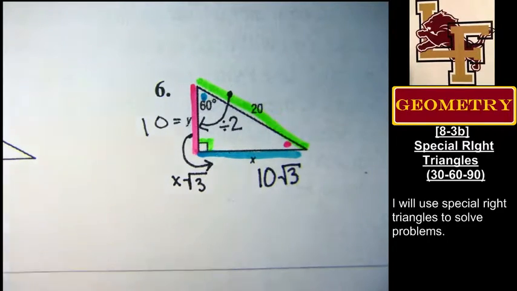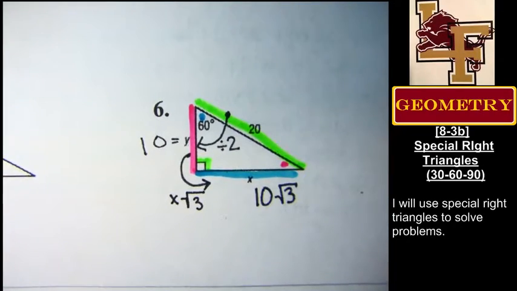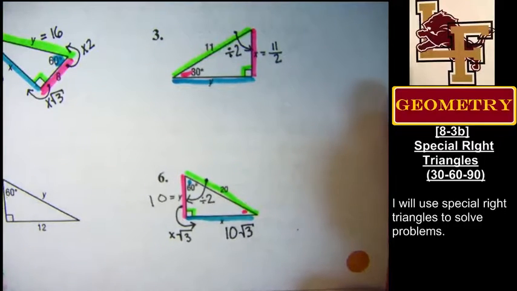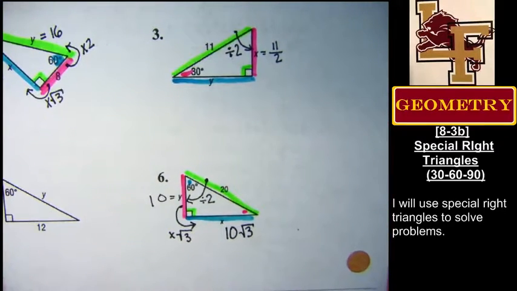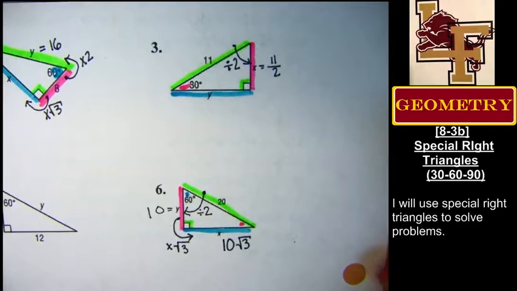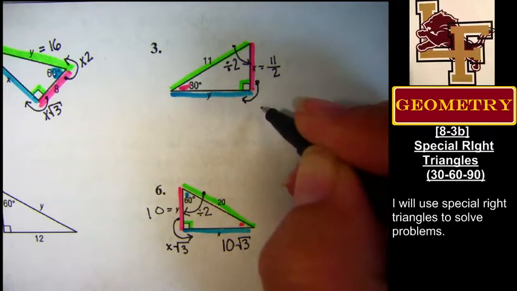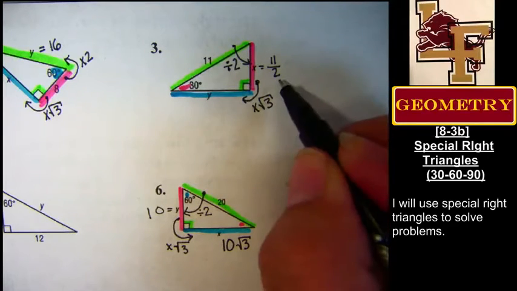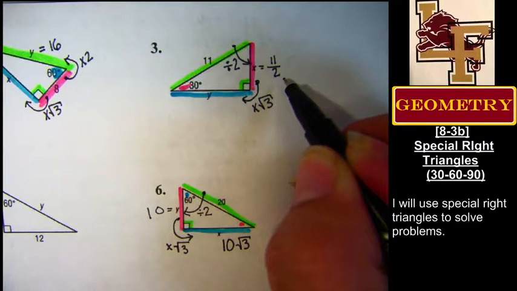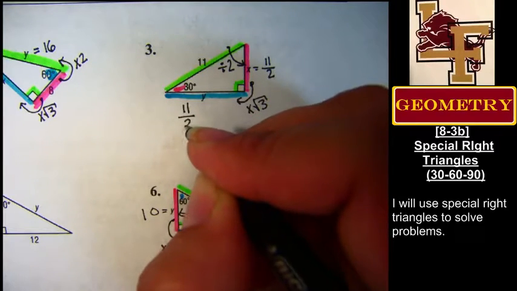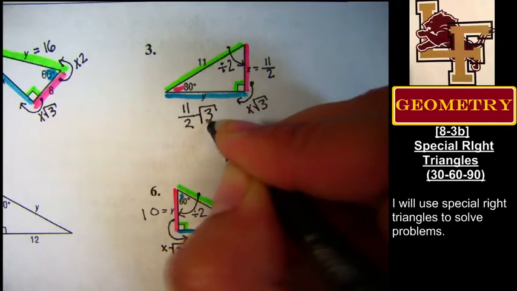Let's move up to number 3. Put it away, please. Like away. Like in your pocket in your backpack or something. Thank you. All right, to go from short side to long side, what was the pattern? Times square root 3. What was the measure of the short side? 11 divided by 2. So long side is 11 divided by 2 square root 3.